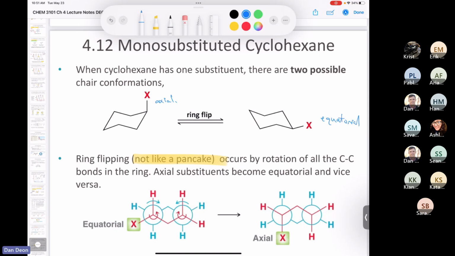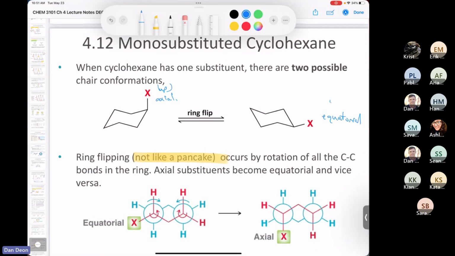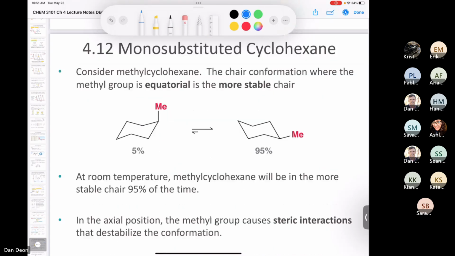If it's up, when you flip the ring, it's still going to be up. It might not be pointing straight up, but it's still pointing up. Anything that was down is going to be down. Let's practice. If you had a group going down like this, you would call that group Y. Now here it's going to be down, but it's going to be axial. So when you flip the ring, anything that's axial becomes equatorial. Anything that's equatorial becomes axial, and so on.